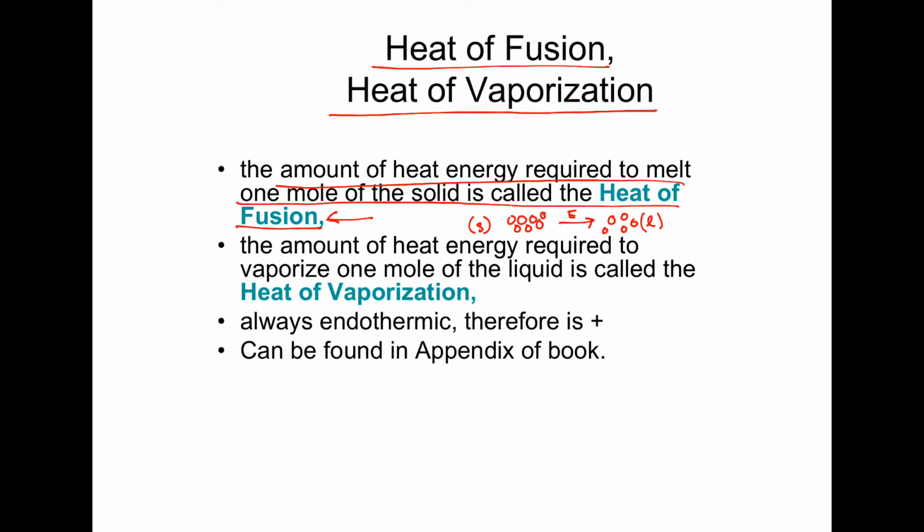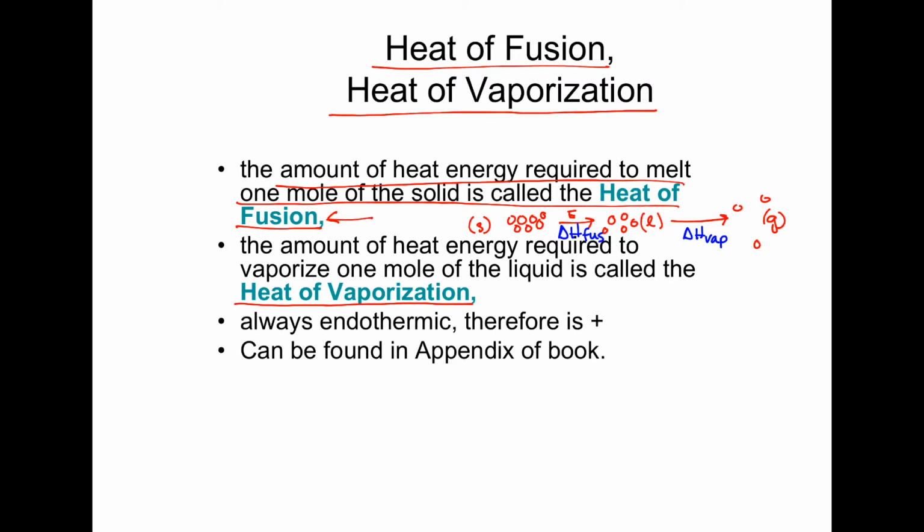So the heat of fusion, which we normally write delta H FUS, is the amount of energy it takes to do this phase change from solid to liquid. Now the amount of energy that it takes to go from a liquid to a gas, where the particles are really far apart, that one is called the heat of vaporization. And we normally write that as delta H vap, like that.